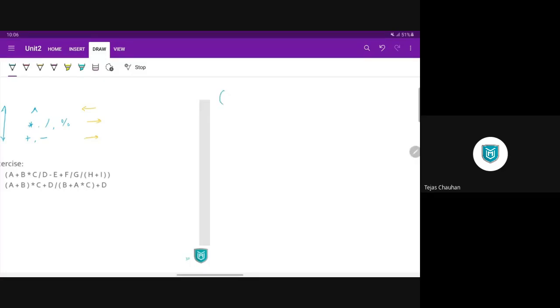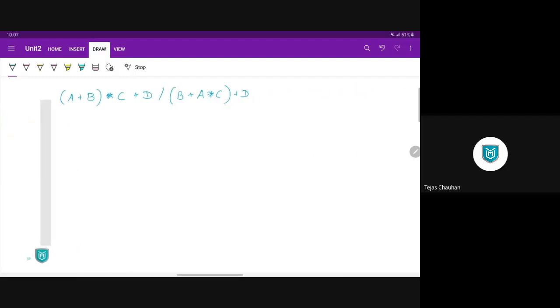So let me write that infix expression first. A plus B star C plus D divide into the bracket B plus A star C plus D. Now this is the infix expression given to us.